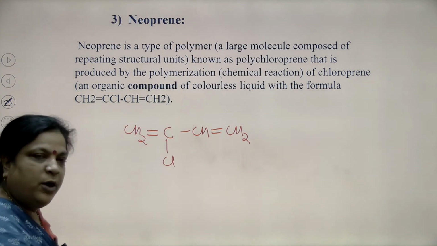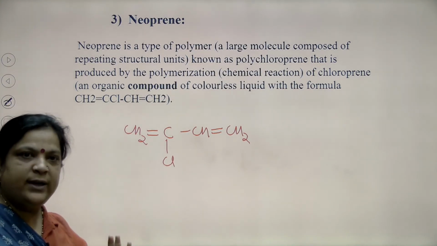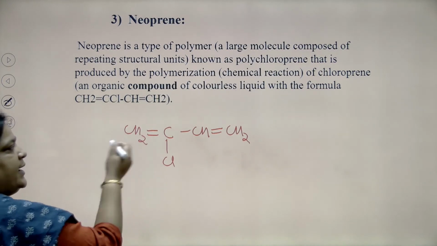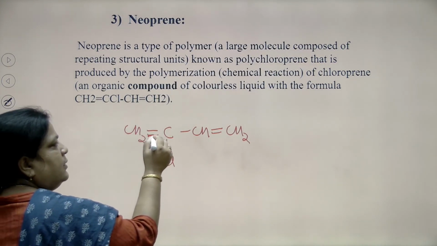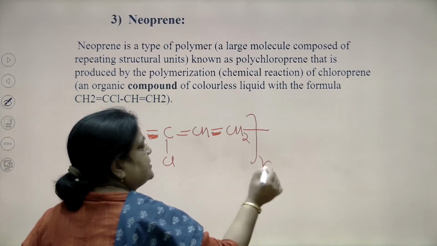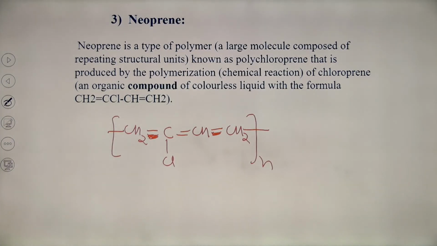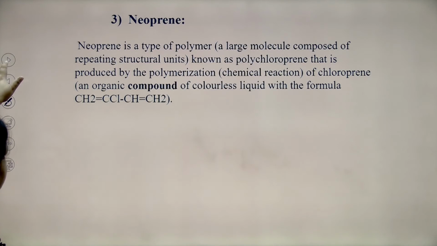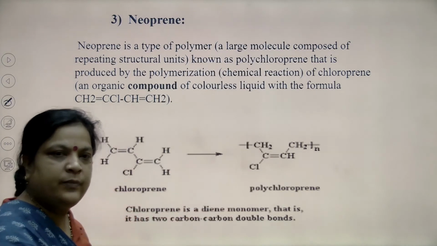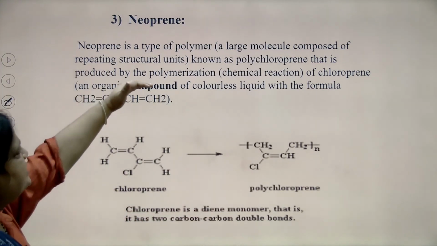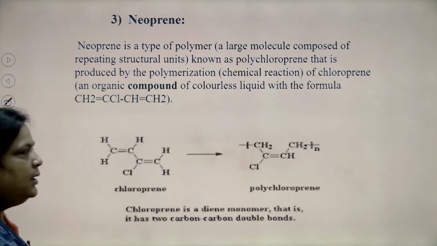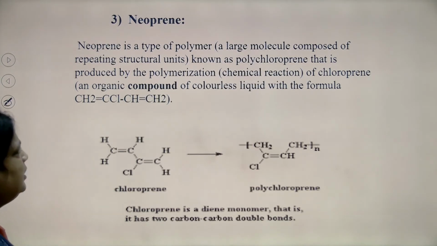Here there is no copolymerization because only one type of monomer is there. So, it is a type of homopolymer, and we can say direct polymerization. So, on polymerization of this chloroprene, what will happen? This double bond will go, and the other double bond provides the linkage. So, we get it like this. This is the structure of neoprene: CH2 single bond C, Cl double bond CH, CH2, n. It is a polymer known as polychloroprene, which is produced by polymerization of chloroprene.